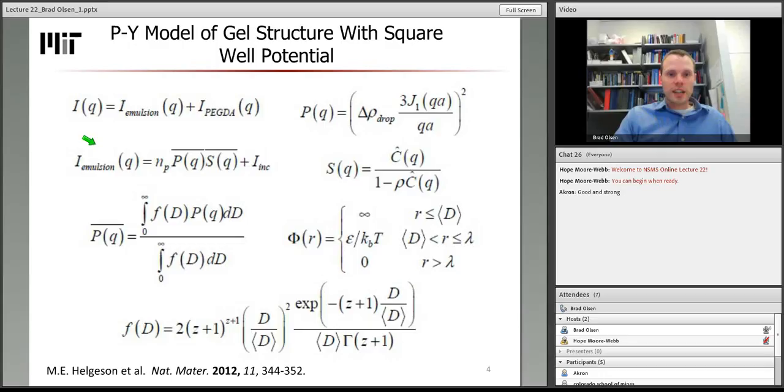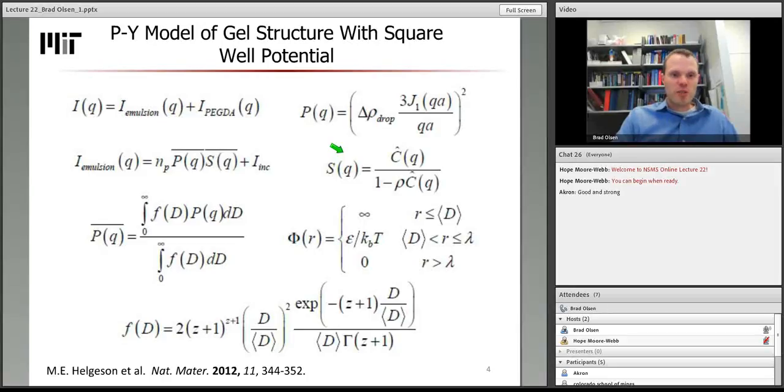So the structure factor is captured, S of Q is given as C of Q over 1 minus rho times C of Q, where C of Q is the direct Fourier transform of the correlation function. And this information has to be obtained by applying a closure approximation, in this case applying it using the square well potential instead of applying it using the hard sphere potential as in the previous result that we showed.